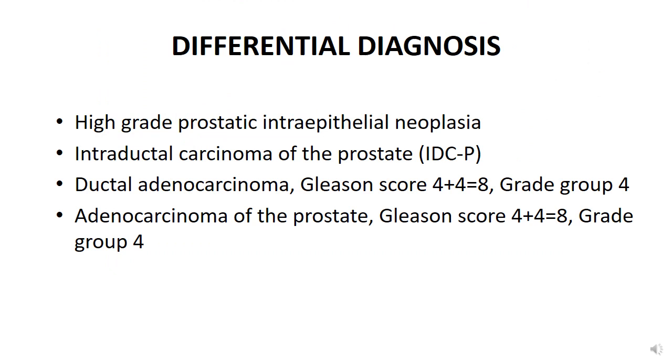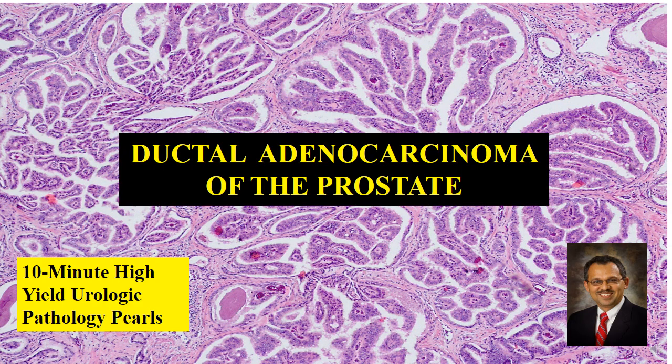This is certainly quite complex, but high-grade PIN is important in the differential diagnosis. Another very important one to consider would be intraductal carcinoma of the prostate, and then ductal adenocarcinoma, and then adenocarcinoma of the prostate with conventional acinar morphology. Also, both of them Gleason score 4 plus 4 equal 8. So these two cases bring up my today's high-yield topic, ductal adenocarcinoma of the prostate.